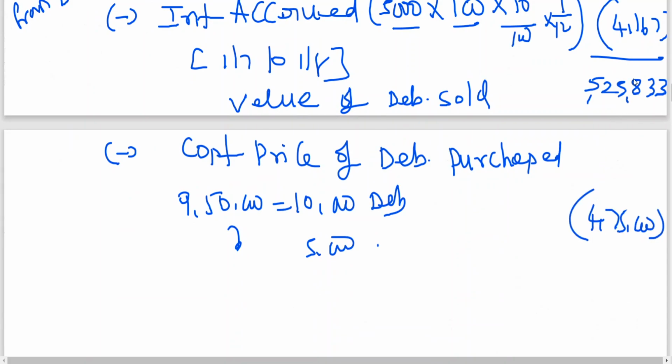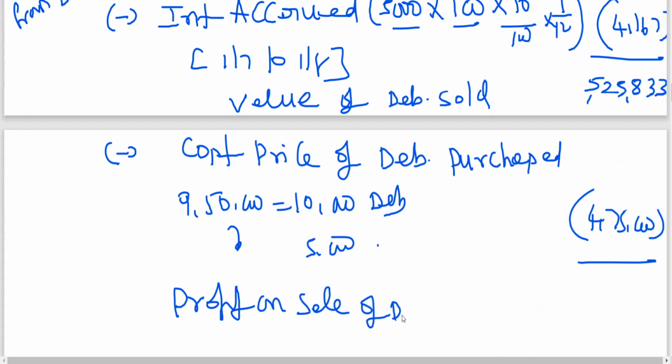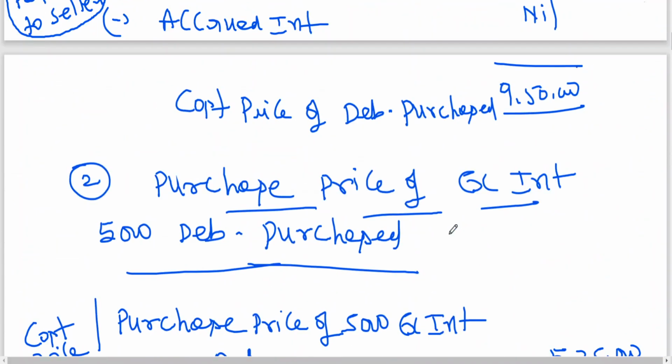So value of debenture sold is more than cost price. So you are getting a profit on sale. 5,25,833 minus 4,75,000, you are getting 50,833. So like this we have to calculate.